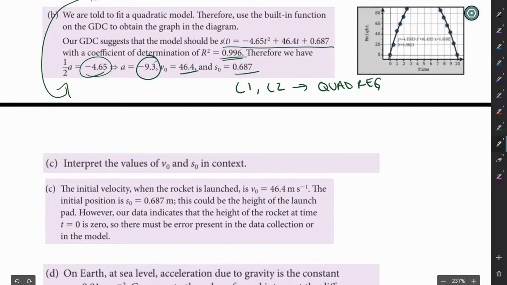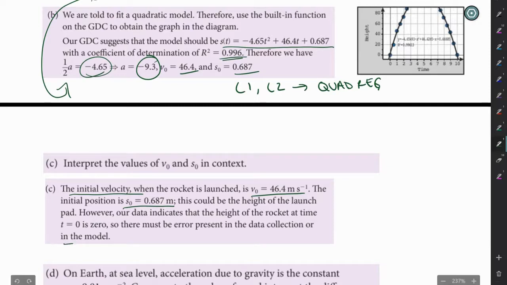Interpret the values of v sub 0 and s sub 0 in context. So v sub 0 is the initial velocity when the rocket is launched, which is 46.4 meters per second. The initial position is 0.687 meters, so that could be the height of the launch pad. However, our data indicates that the height of the rocket at time t equals 0 is 0, so there must be error present in the data collection or the model.